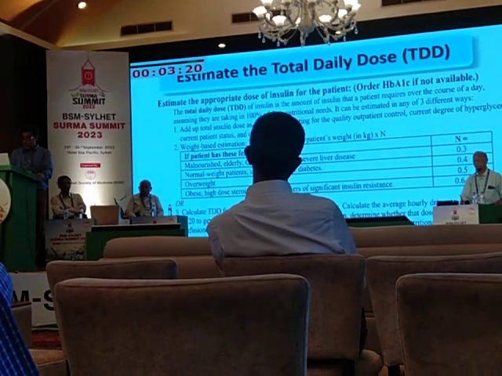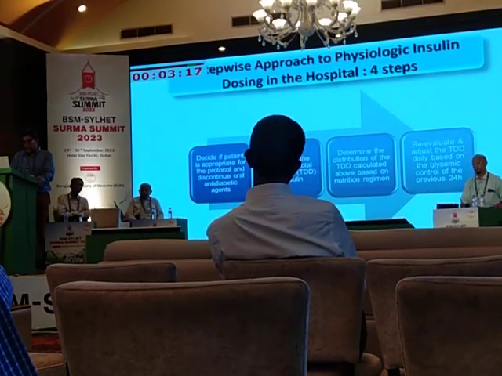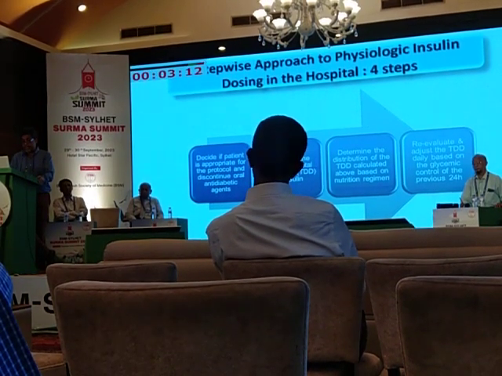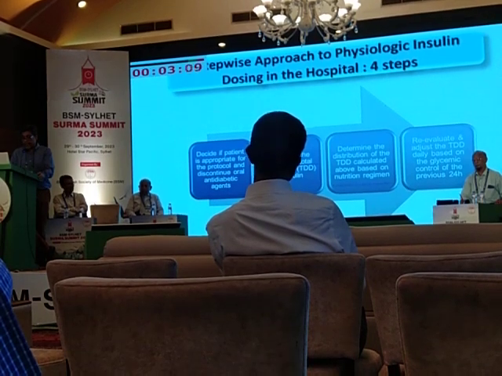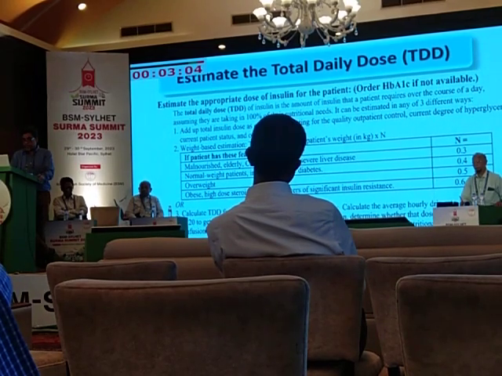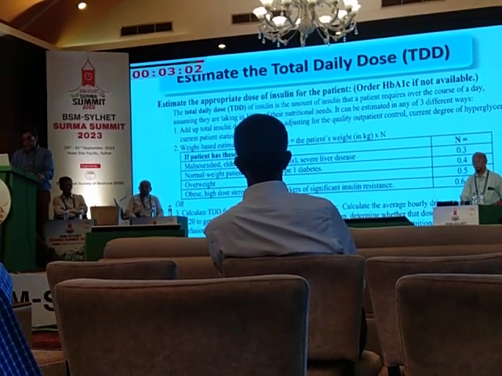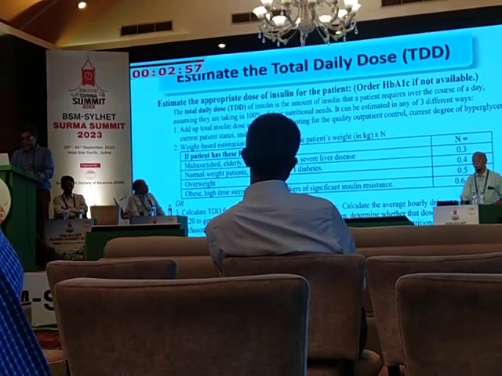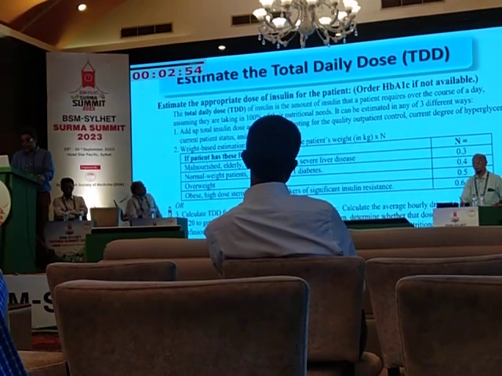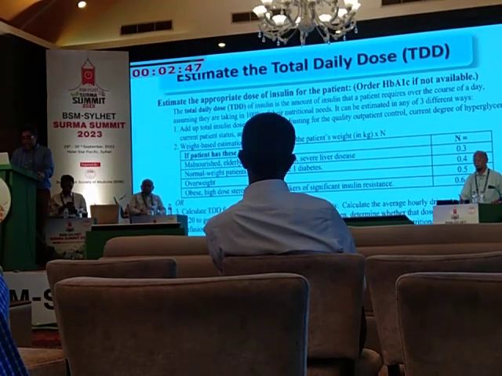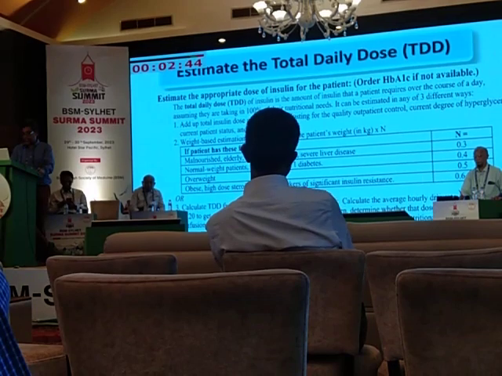So now, for the insulin, determine and decide if the patient is appropriate for the protocol, and discontinue the oral agents. Then we should calculate the estimated total daily dose. Total daily dose should be calculated in this way, with a weight-based calculation. The total daily dose is 0.3 times the body weight in kg in malnourished, elderly, and sick patients; 0.4 for normal weight patients, including type 1 diabetes mellitus; 0.5 for overweight; and 0.6 for obese or high-dose steroid patients. We can calculate in this way.